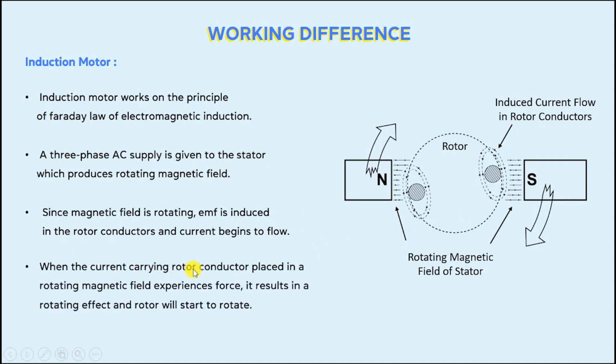Once the current flows in the rotor conductors and they are placed in the rotor magnetic field, they experience a force. It results in a rotating effect and the rotor starts to rotate. So when the current starts to flow in the rotor conductors, they experience a force which results in the rotation of the motor, and this is how the induction motor works.